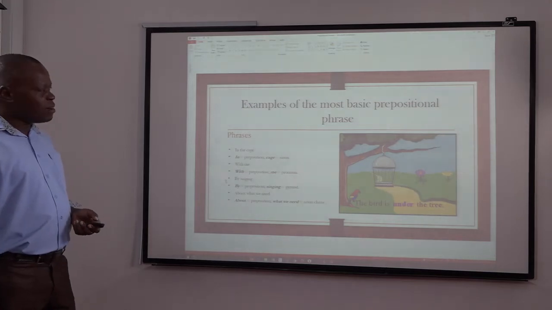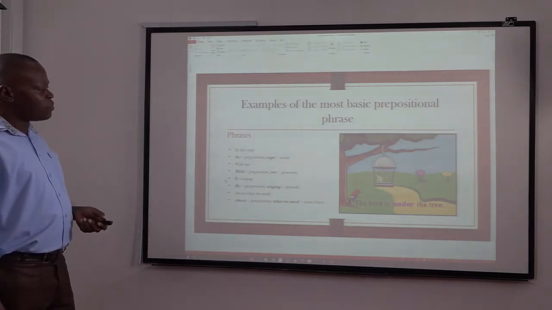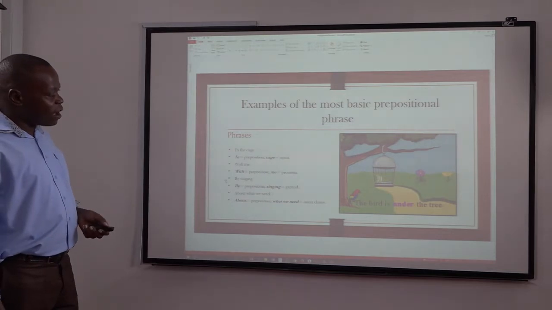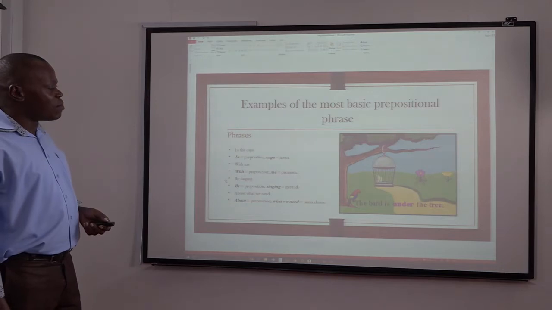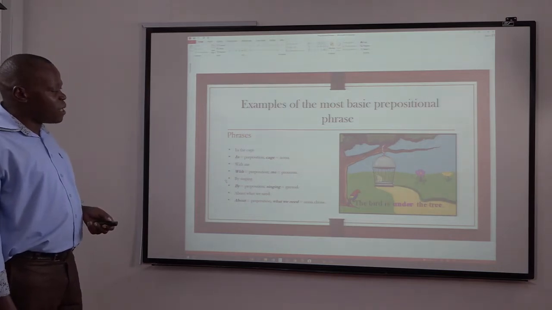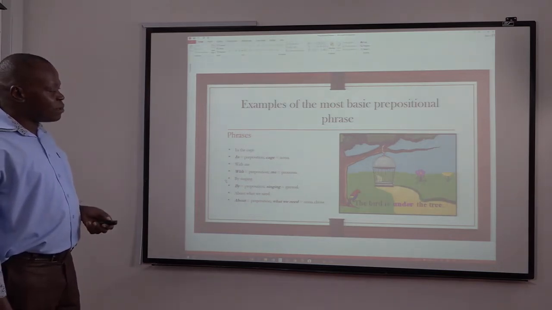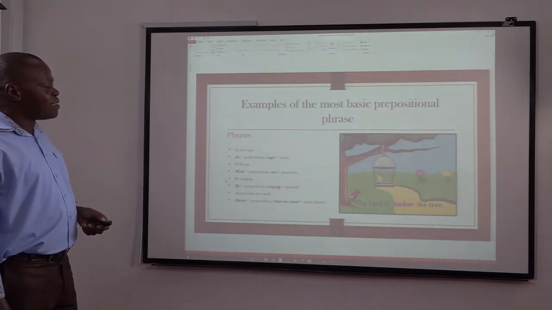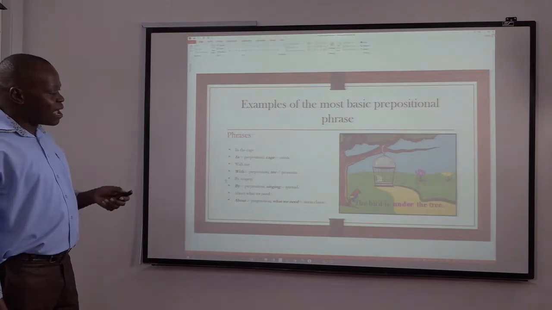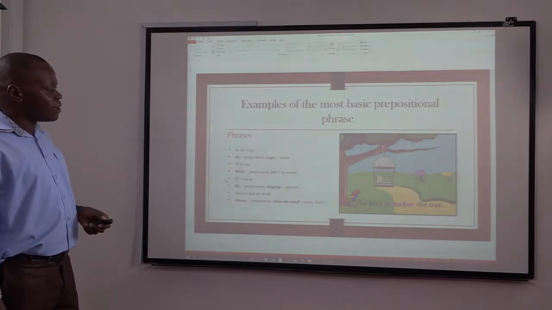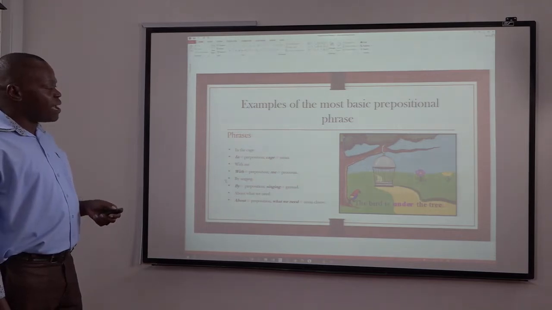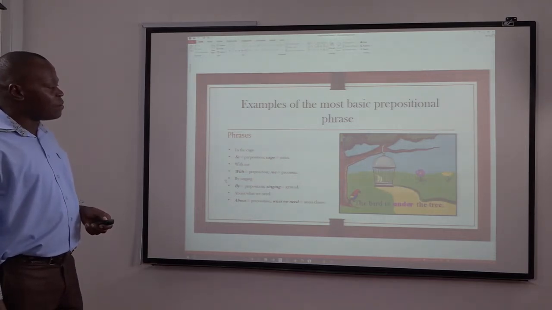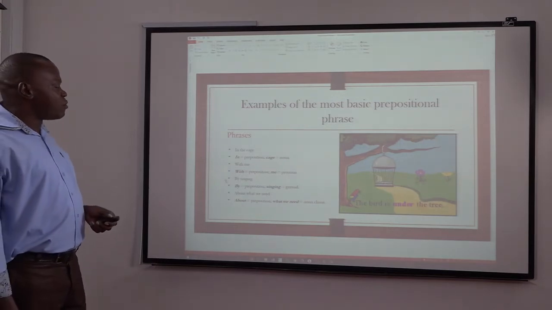Examples of basic prepositional phrases. If you look at what our bird over there is doing, you will get an example of a basic prepositional phrase. The bird can change position, so it can be inside that cage, and we'll say the bird is in the cage. Or the bird can be under a tree, where it is presently, and we can say the bird is under a tree. So under a tree is a prepositional phrase. In the cage is a prepositional phrase.